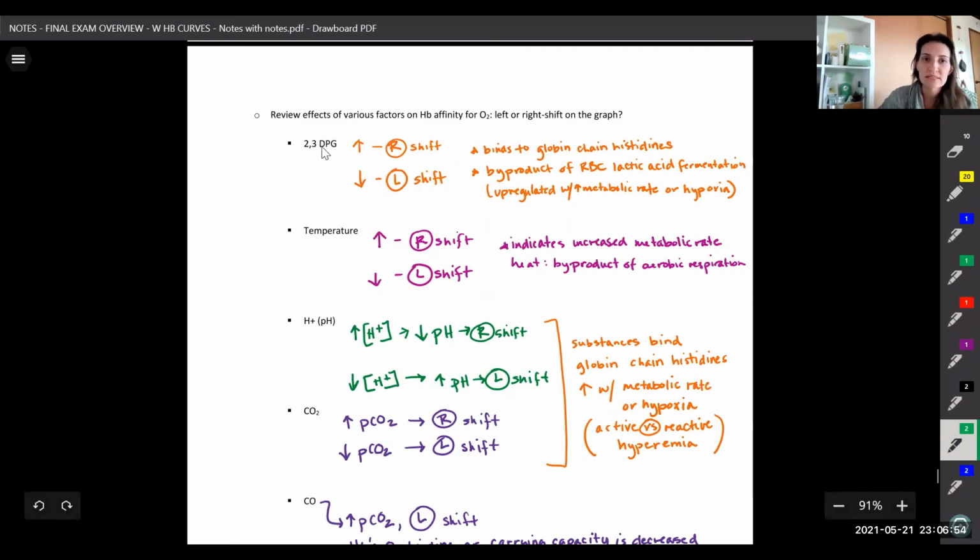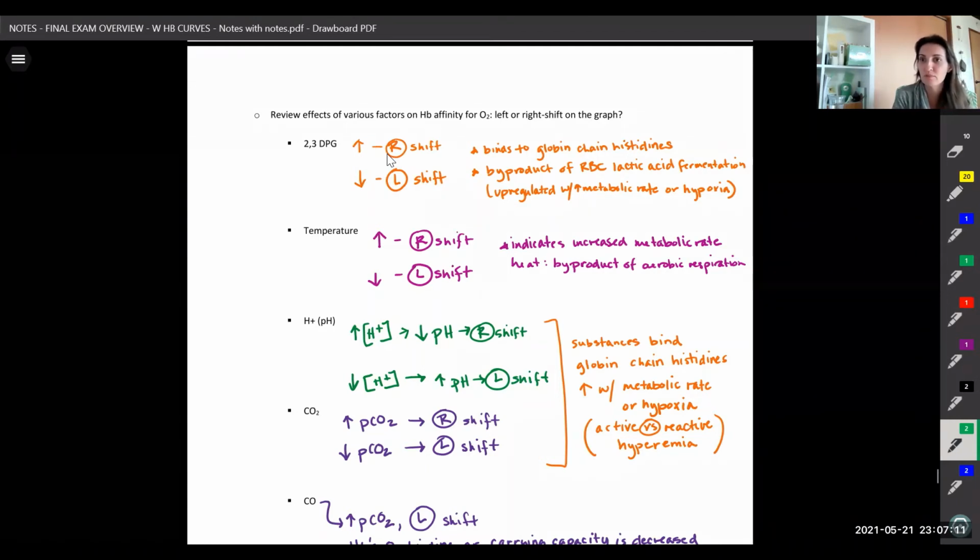So when we increase levels of 2,3-DPG, we expect a right shift compared to normal. Decreased levels, a left shift. Overall, when we think of changes to 2,3-DPG, increases in those levels are typically referring to more metabolically active tissues or instances where an individual might be experiencing hypoxia.